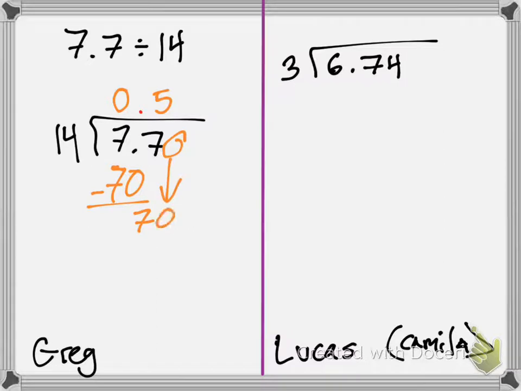Exactly. And hey, he already did this. It goes in 5 times. That's 70. We get 0. Yes, Greg, you got it.